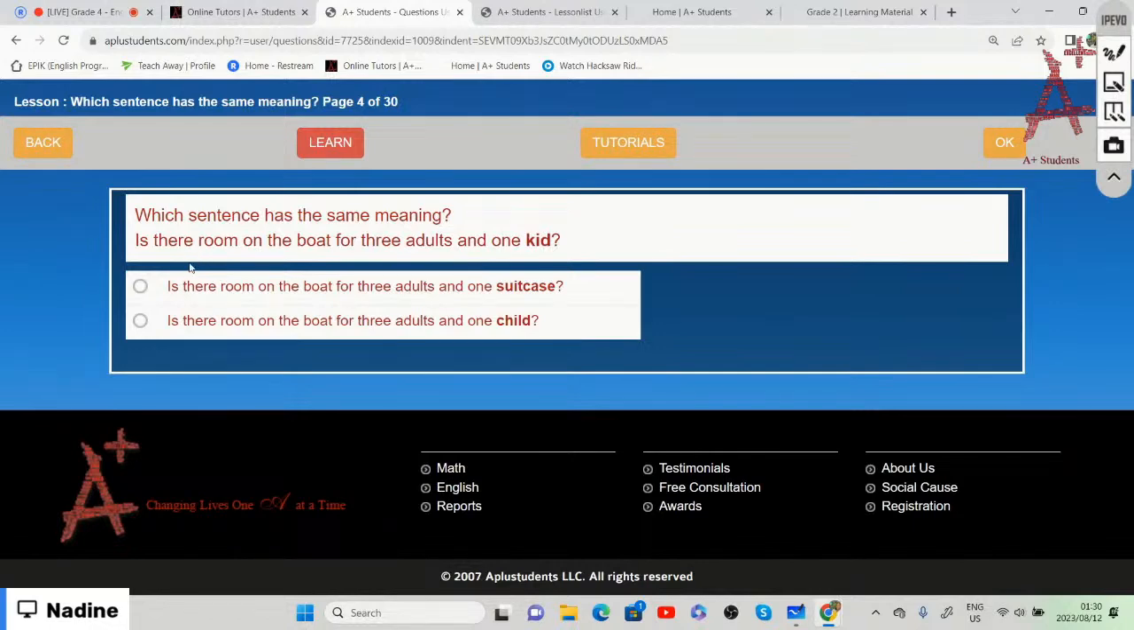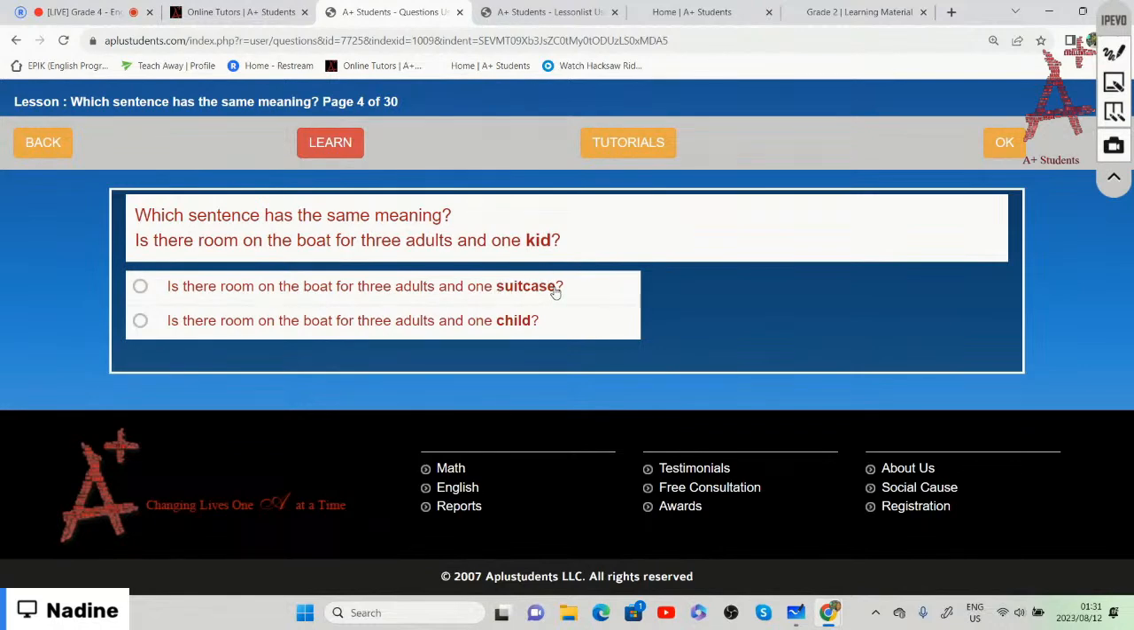Is there room on the boat for three adults and one kid? To the word kid, we need to find a word similar in meaning to kid. Is there room on the boat for three adults and one suitcase? Or is there room on the boat for three adults and one child? So we need to find the sentence that has the same word that's the same meaning as kid.